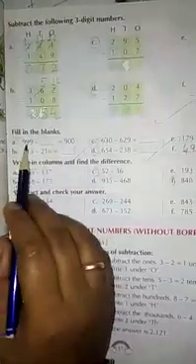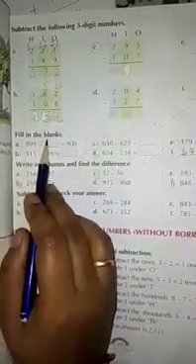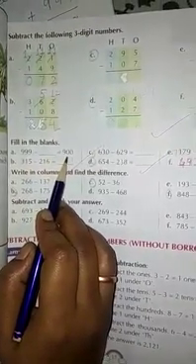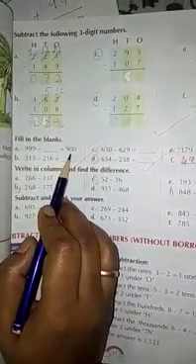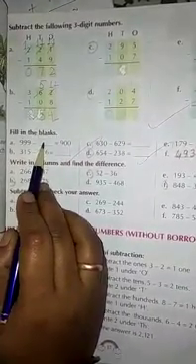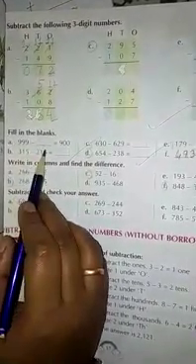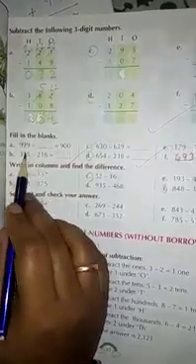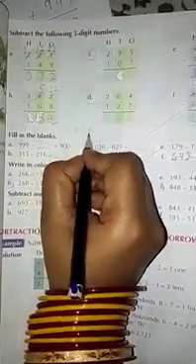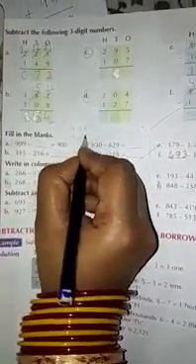Now see question number 3. Here given 999, fill in the blanks. Here given 999 minus dash, and on the right-hand side given 900. So what will we do? We have to subtract to get the missing number. So here the number is not there. So what will we do? Directly you subtract 900 from 999.